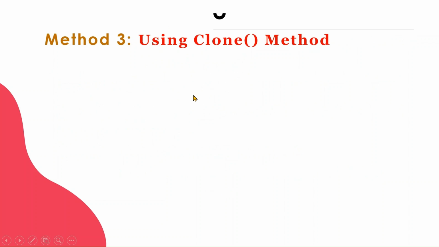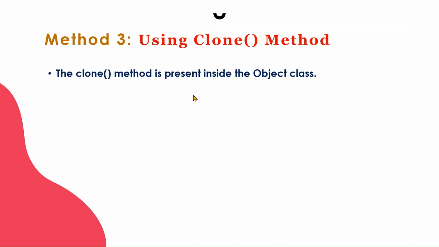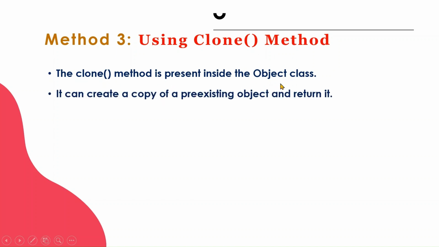Third method is using the clone method. Clone is nothing but duplicating the object. The clone method is present inside the Object class. Now when we talk about the classes in Java, the topmost class from which all the classes have been derived is nothing but the Object class. So this clone method is part of this Object class.